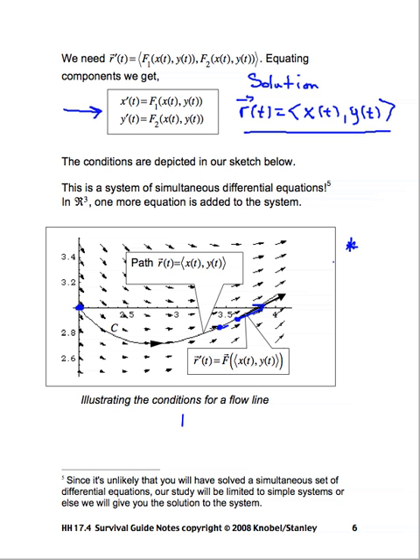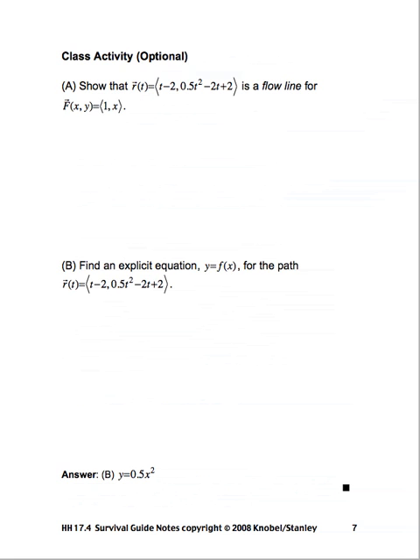Okay, so we'll come back to how to solve the system of differential equations in a little bit. So let's just move on. Okay, so I've got a path r of t. I've got a vector field 1, x.